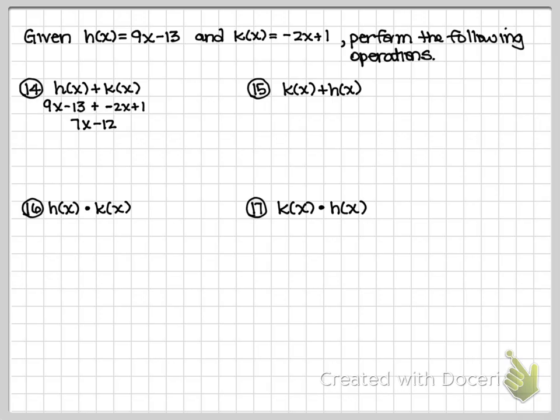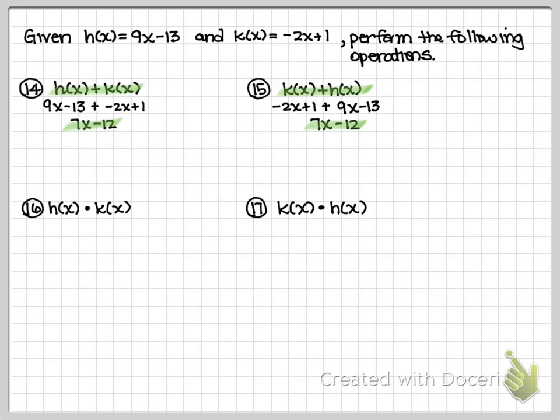All right, this looks familiar. K of x, replace it. Negative 2x plus 1. Plus h of x. All right, 9x minus 13. Combine like terms. 7x minus 12. Notice that if you are adding two functions together, and they're the exact same two functions, notice I used h and k for both of them, you're going to get the exact same answer, for sure.